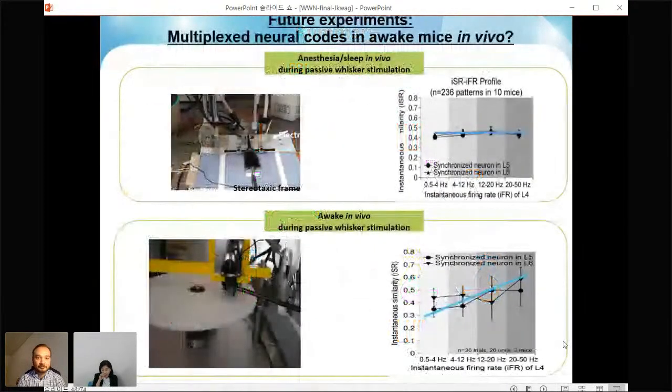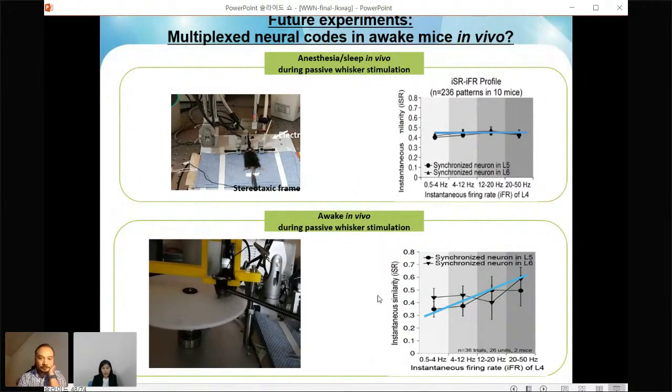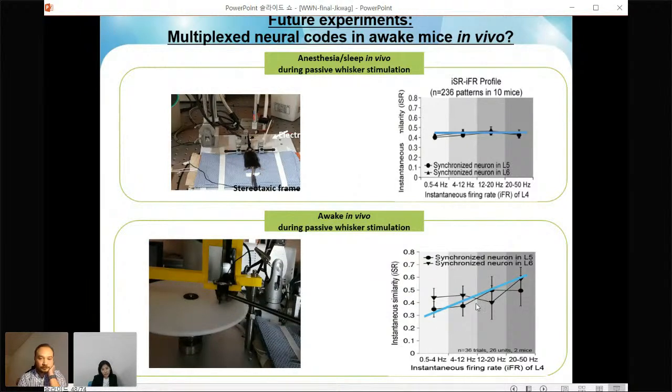So now this study was kind of neat to show how PV and SST neuron activation relates to feed-forward and feedback inhibition, but there are a lot of limitations that I didn't tell you at the start. This study was all done under anesthesia. There have been a lot of reports that under anesthesia, there is a lot more synchronized activity. So we were able to see this kind of flat line in the iSR-IFR profile in our study. However, if you do this experiment in awake mice, in head-fixed mice with the whiskers bundled together, we see a completely different iSR-IFR profile.